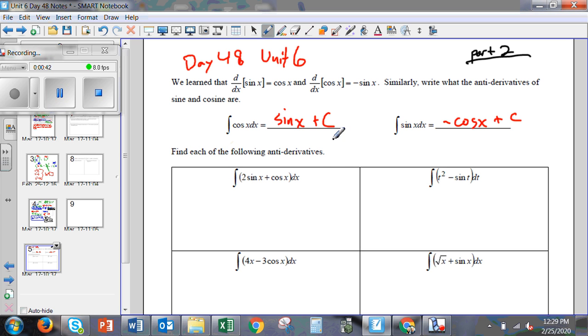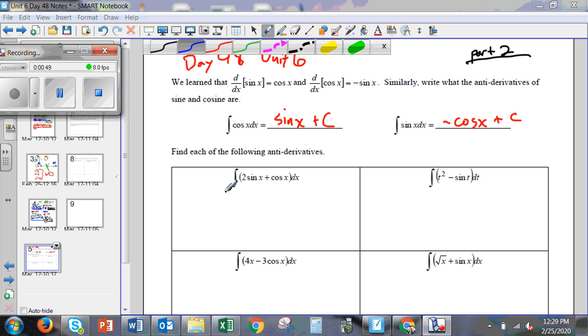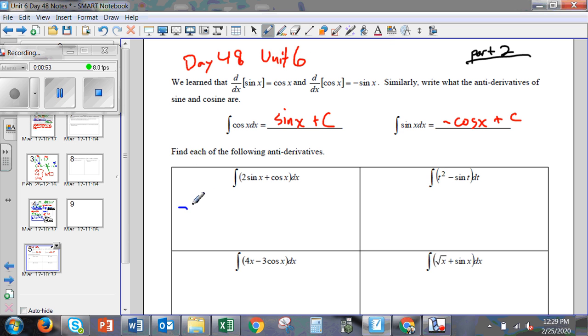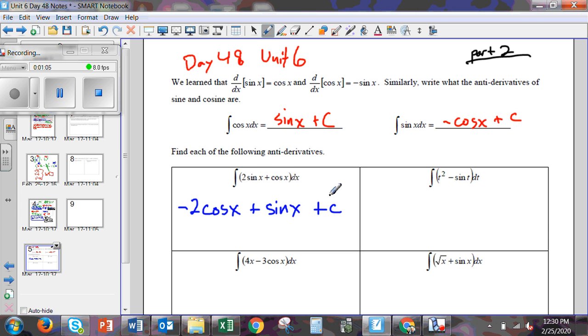So now, knowing this, we're going to do these next couple antiderivatives. So 2 sine x, the integral is going to be just 2 times negative cosine x, which is negative 2 cosine x. The antiderivative of cosine x, we just said, was sine x, plus the constant of variation.